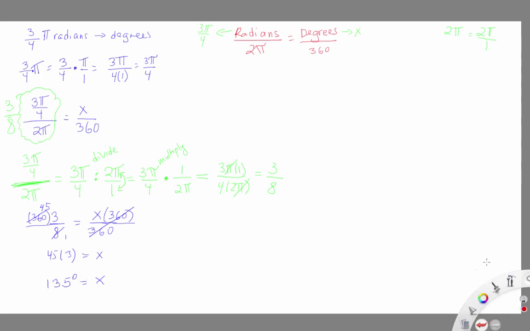Okay, let's think about this answer. What does this answer tell us? This answer tells us that 3 over 4 pi radians is equal to 135 degrees. Does this answer make sense? Let's draw a circle.